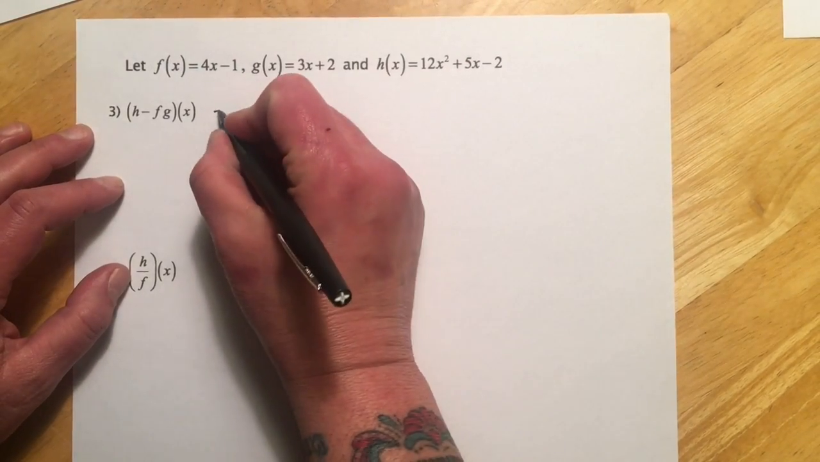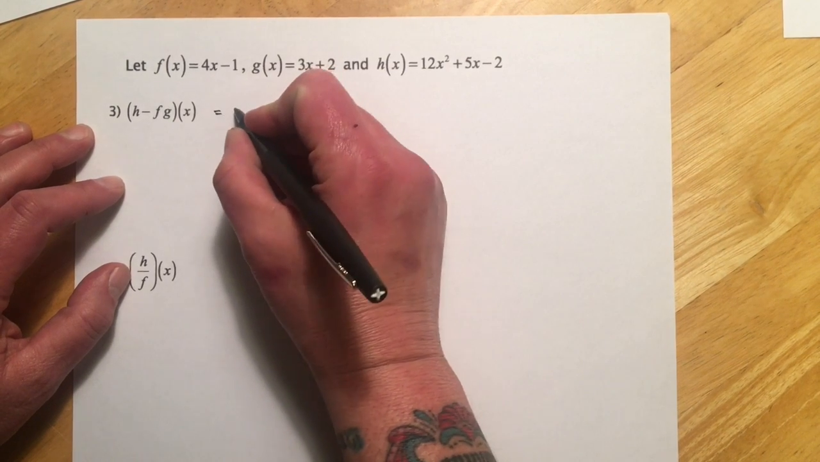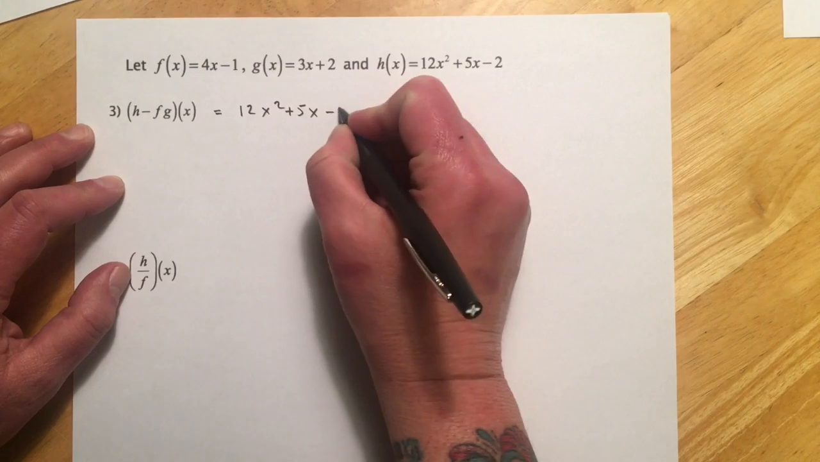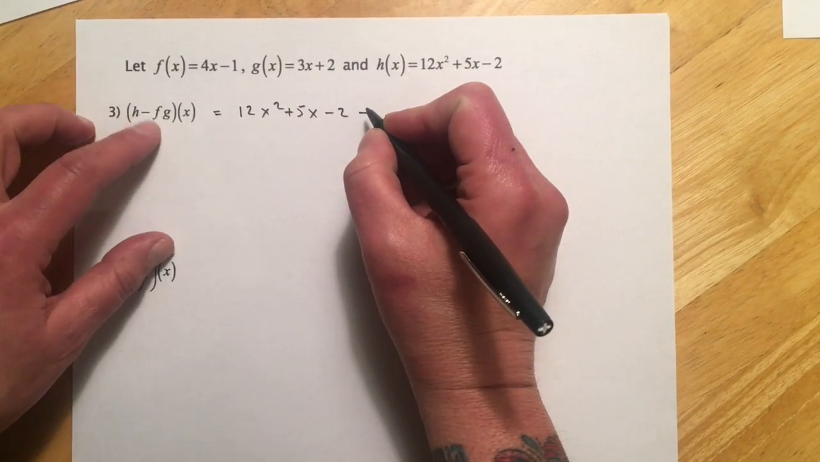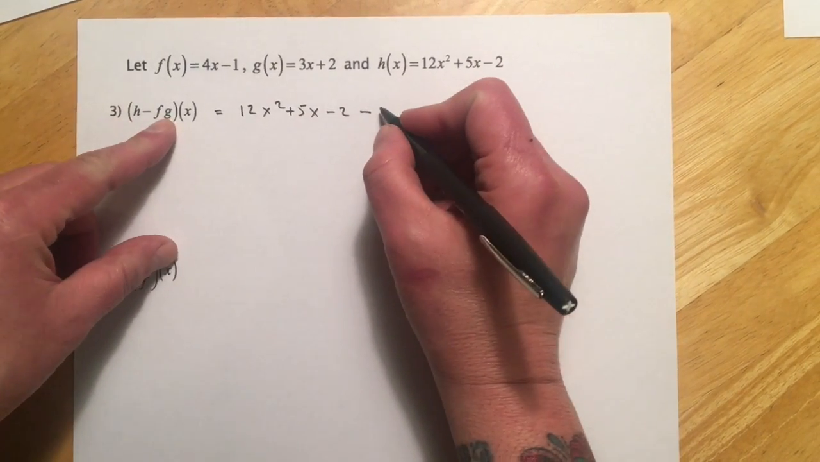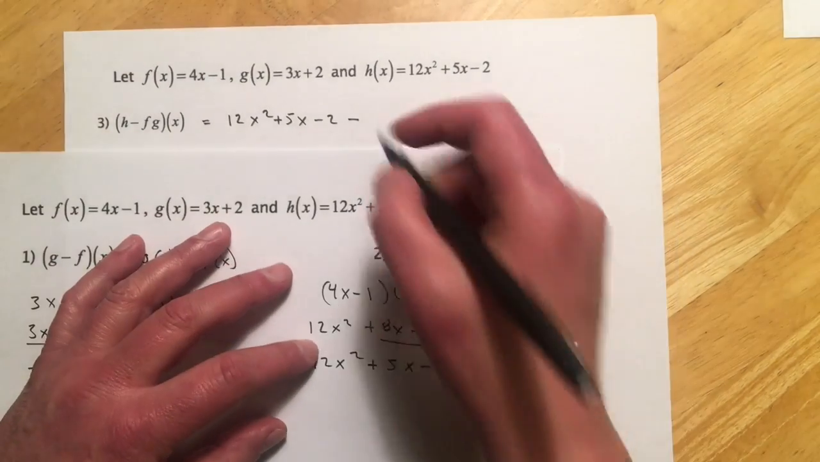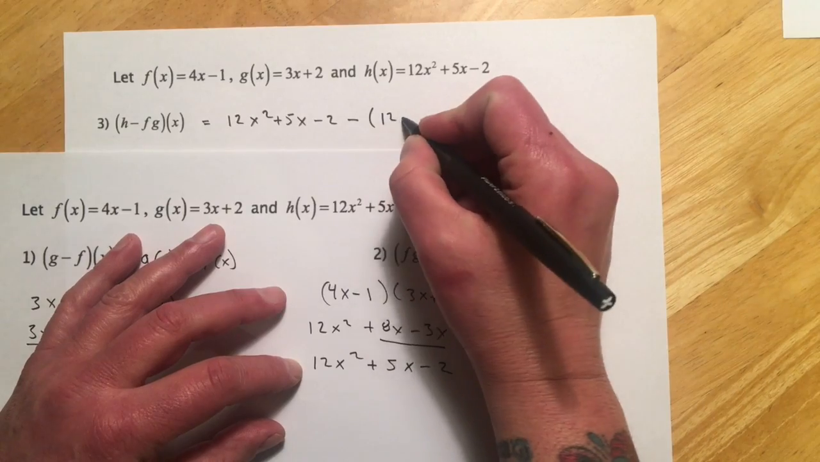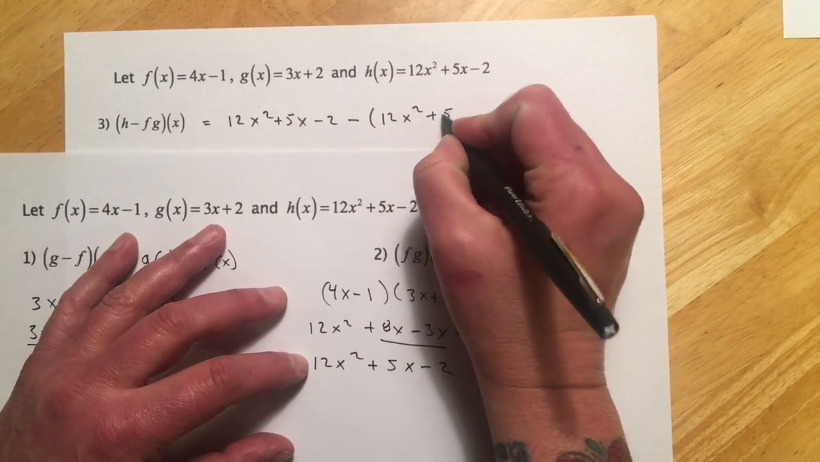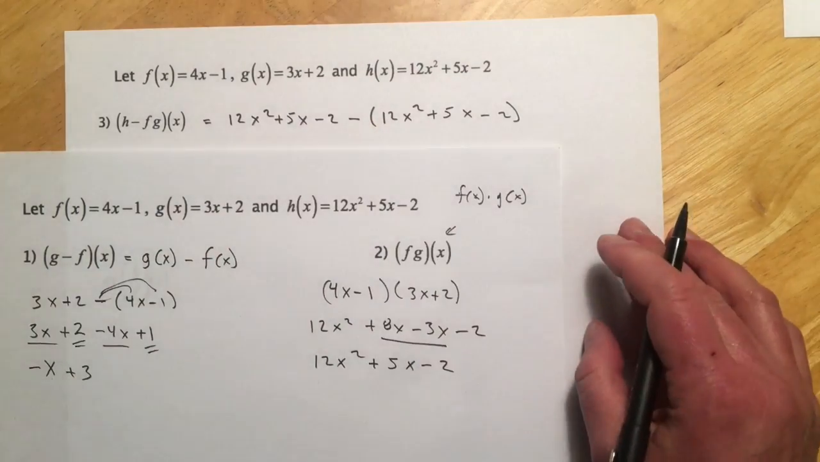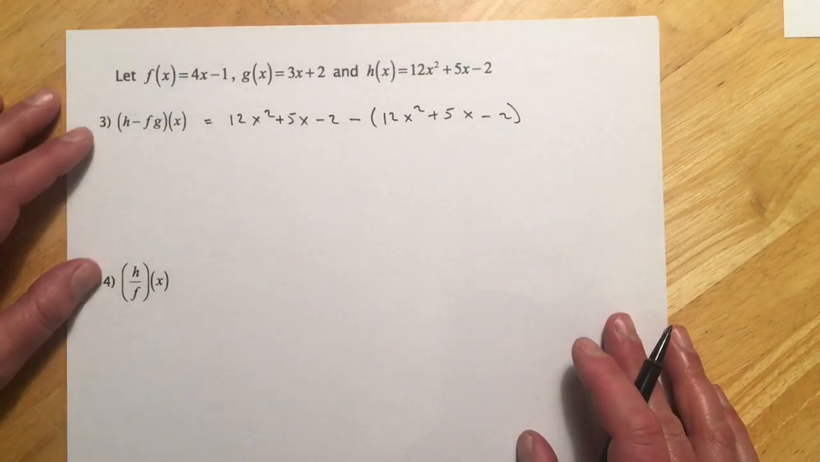So h, let me get that copied down. So this is going to be 12x squared plus 5x minus 2, and then minus f times g. And so we have that right back here, and I think it's going to be the exact same thing. And I think on the homework it does similar stuff. Might be 2 times the value or something, but there's kind of a pattern to it frequently.